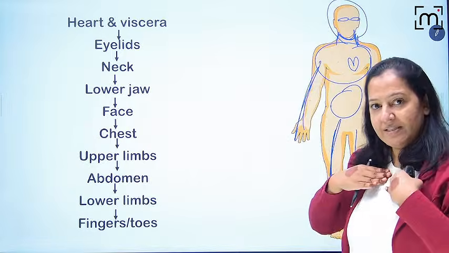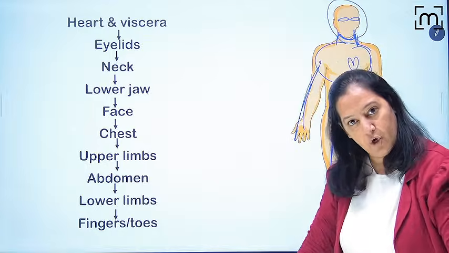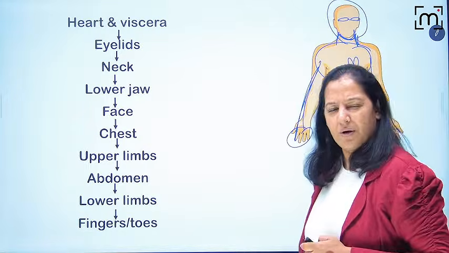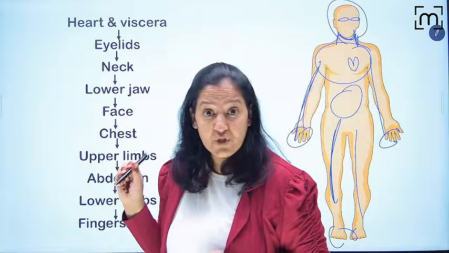Chest, upper limb, abdomen, lower limb. And finally, fingers and toes. So easy to learn, not very difficult. Nysten's rule. Which rule? Nysten's rule.